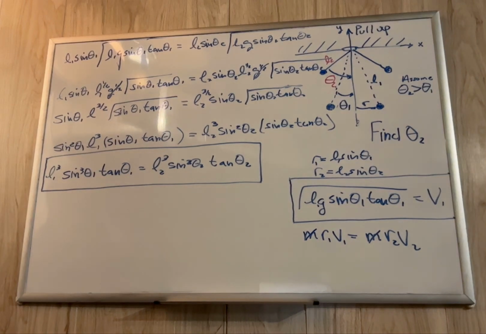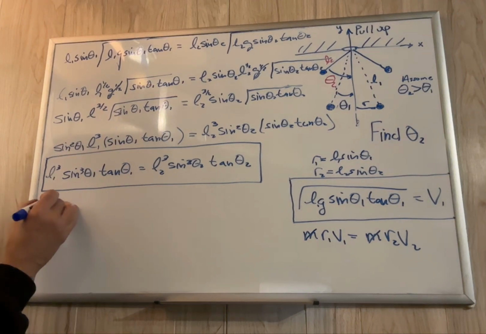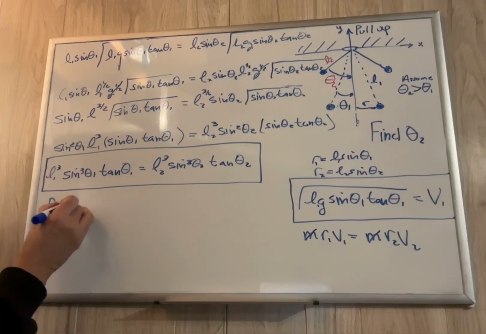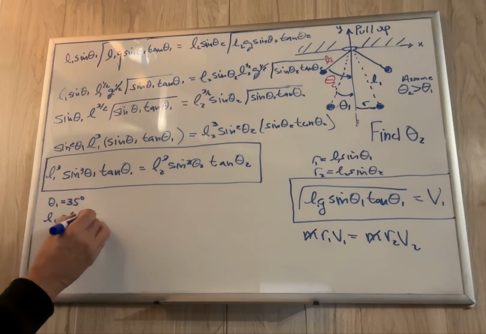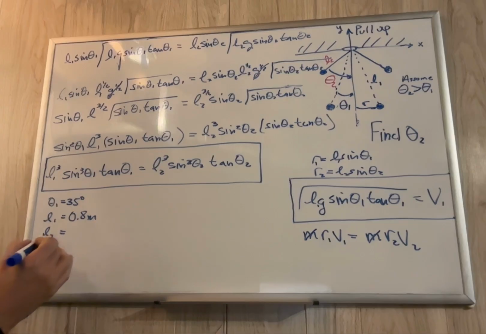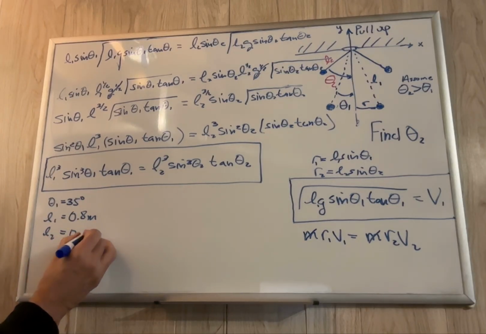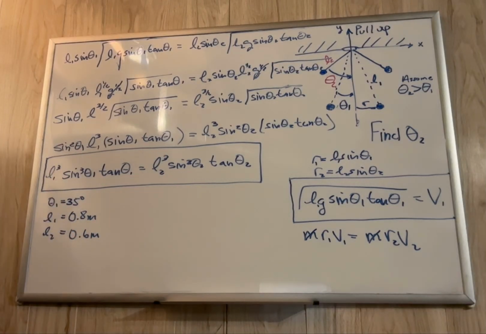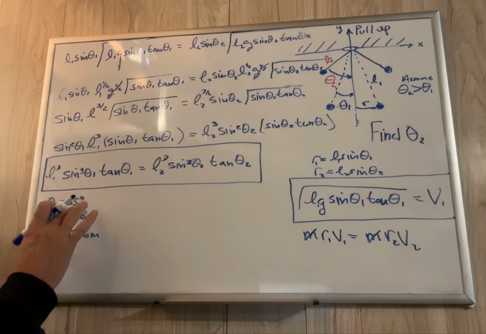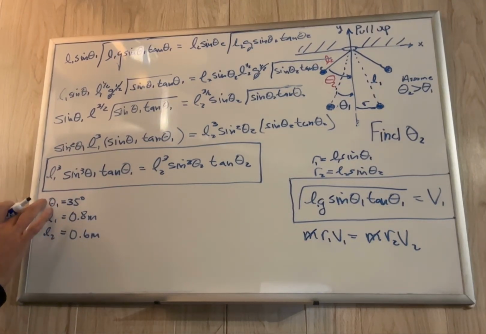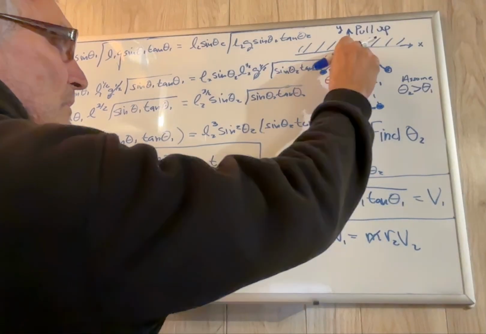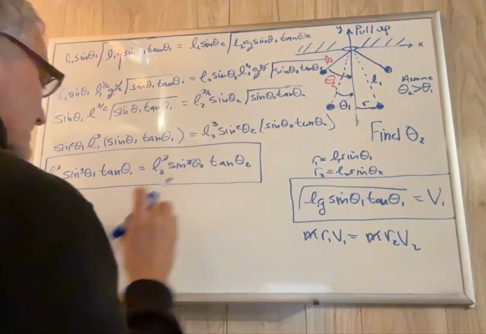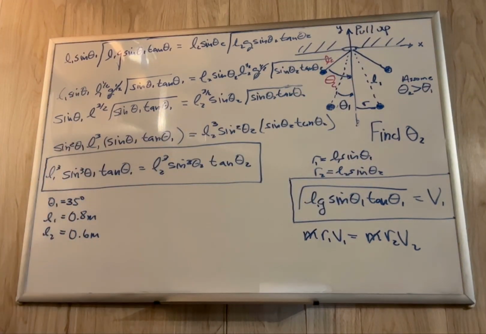Well, let's just put in some numbers just for some fun. We'll say that theta 1 is equal to 35 degrees. And then we're going to say L1 is equal to 0.8 meters. And then we'll say L2 is equal to 0.6 meters. All right, these are things that can be actually measured. That's not impossible to measure. This would be the easiest to measure. This might be a little bit more difficult, but you could measure it. You can measure this angle pretty easy. And then depending on how much you pull up here, that's going to make the difference between L1 and L2.